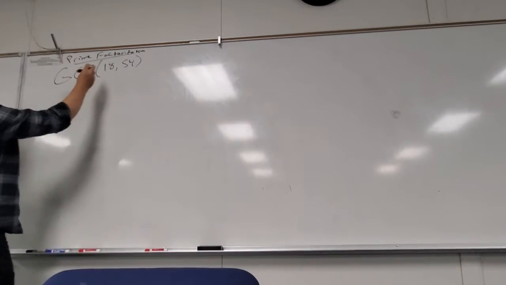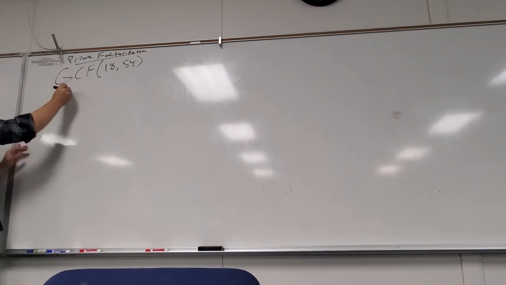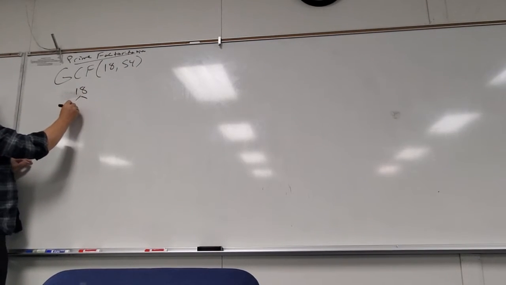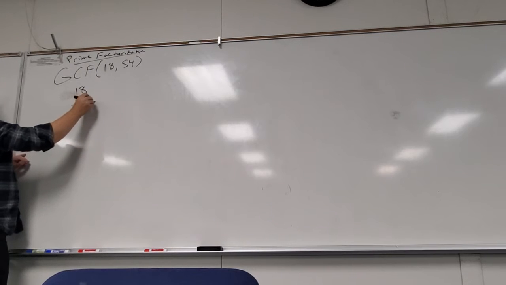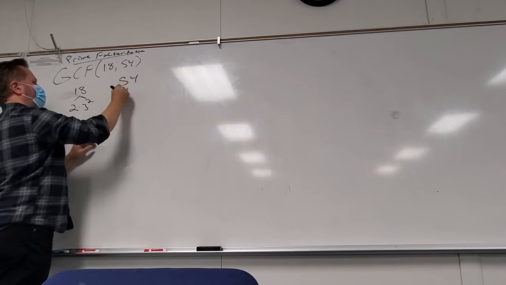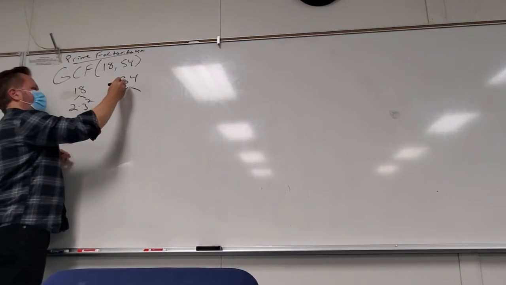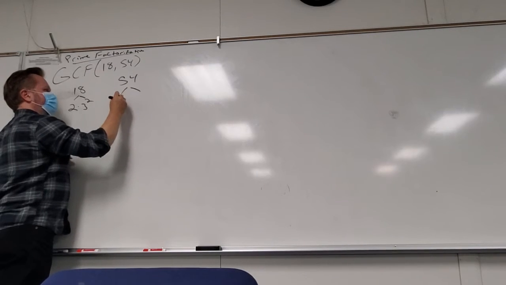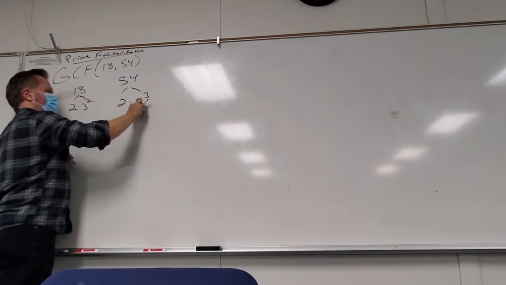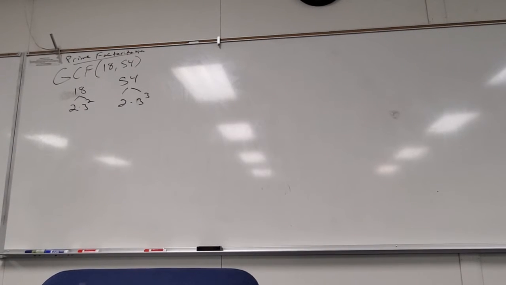This is where we look at these more directly. This is getting a little more sophisticated. So 18 is, just to cut to the chase, 2 times 3 squared. And 54 was 2 times 3 cubed. And if I just look at these two, what is the most that they have in common? What is the most that they both have?